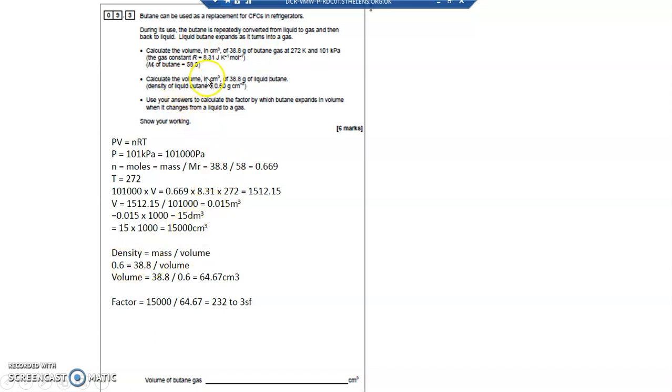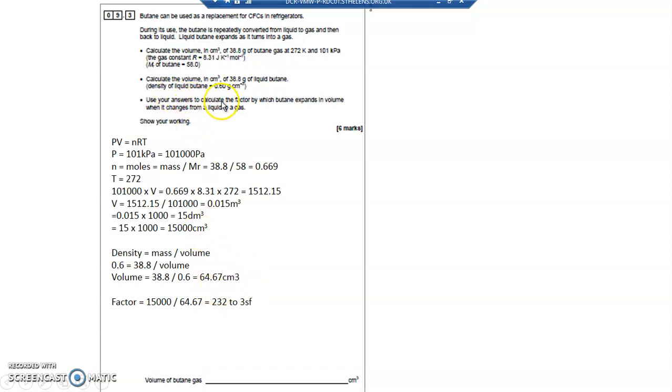Now calculate the volume of 38.8 grams of liquid butane. It's got a density again. So density is mass divided by volume. Easy this time. Density is 0.6 grams per centimeter cubed. So the mass is in grams. 38.8 I want in grams. Yes, it's already in grams. And the volume is going to come out in centimeter cubed because density is grams per centimeter cubed. So the volume, rearrange that. Volume is 38.8 divided by 0.6, 64.67, and it comes out in centimeter cubed.